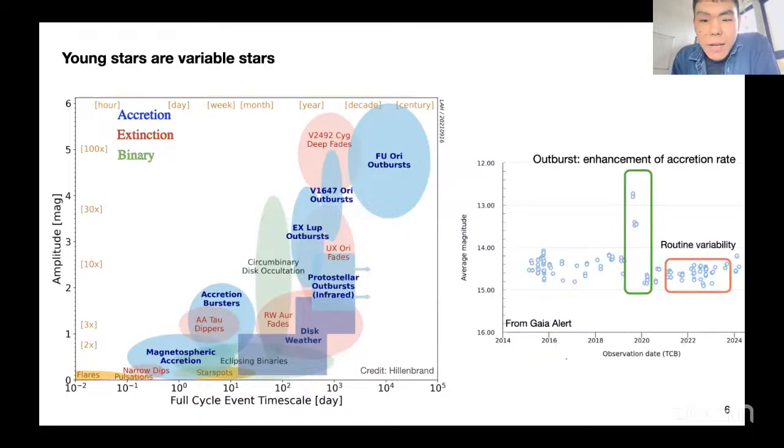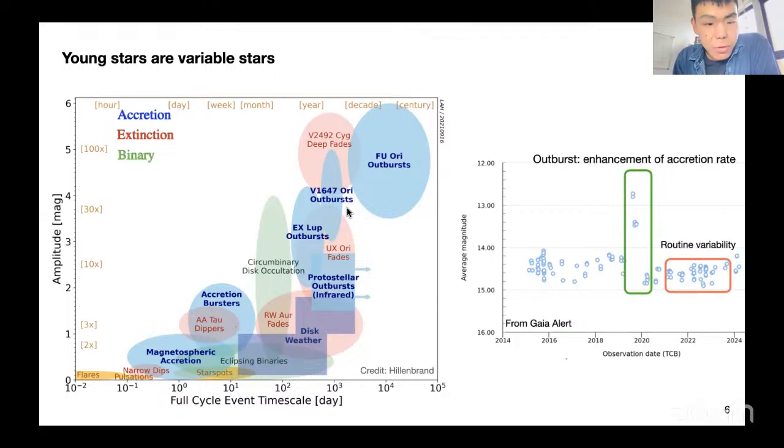So on the left, there is a summary work by Lynne Hillenbrand, and she published this chart to demonstrate the different types of variabilities on young stars. We categorize them with different colors. So the blue color here represents the variability related to the mass accretion event, and then the red is related to extinction, and then the green is for binary disks. So if we only focus on the blue color, we can see there is a general trend that with longer duration of the event, we have higher optical amplitude here.